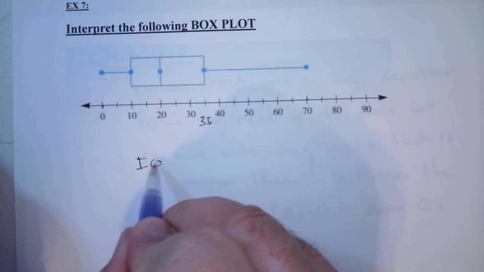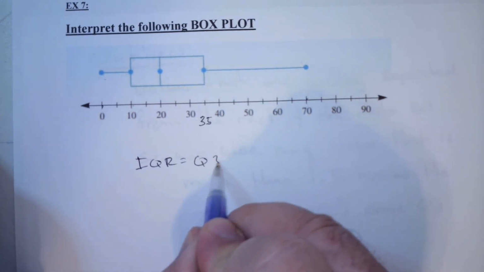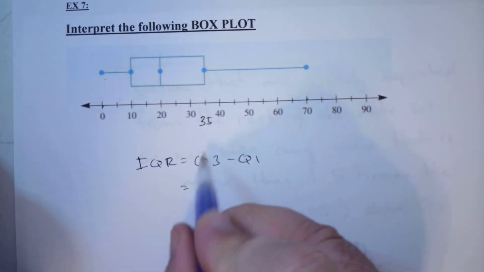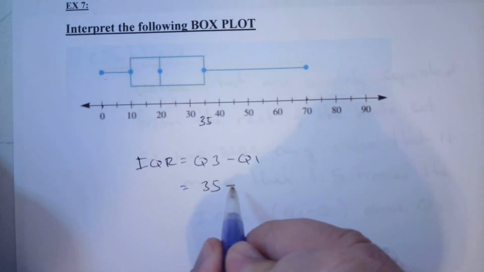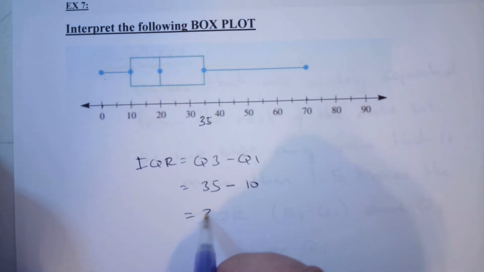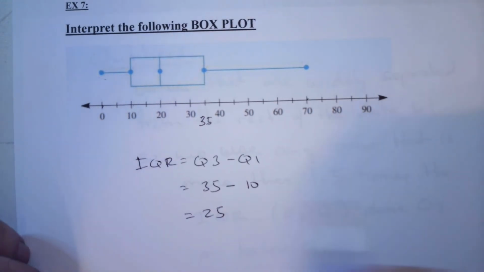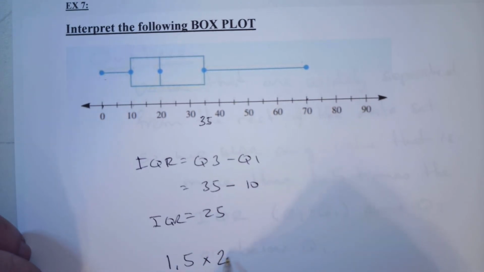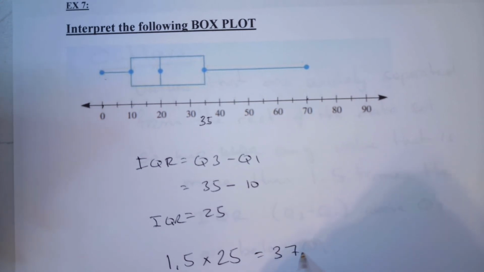The IQR is Q3 minus Q1, which is 35 minus 10, which is 25. So 1.5 times 25 is 37.5.